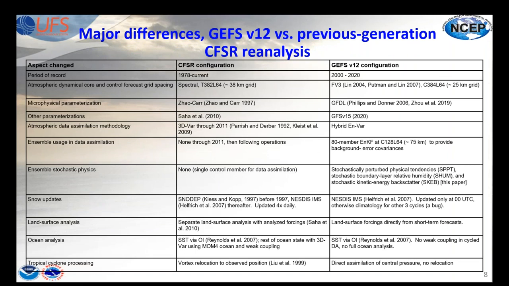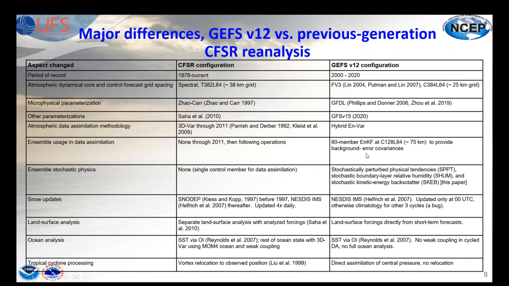Just to illustrate the differences between the current reanalysis used in production, the CFSR analysis, and the GEFS V12: the CFSR analysis has been running continuously since 1978 with the same frozen model around 2000, I believe. The GEFS V12 replaced that model with the FV3-based GFS, and the reanalysis and reforecast were generated for 20 years. All the differences here show how much advancement has been made since the CFSR analysis was created. The ensemble stochastic physics, especially, come from the SPPT and the SKEB, and also the stochastic humidity perturbations.